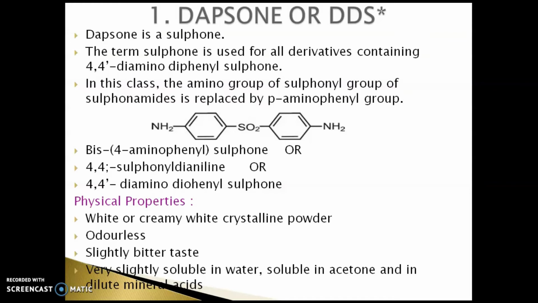The structure of dapsone is given as above: NH2, benzene, SO2, benzene, NH2. The chemical name of dapsone is bis(4-aminophenyl) sulfone, or 4,4'-sulfonyldianiline, or 4,4'-diaminodiphenyl sulfone. Physical properties of dapsone: it is a white or creamy white crystalline powder, odorless, slightly bitter taste, very slightly soluble in water, and soluble in acetone and also in dilute mineral acids.